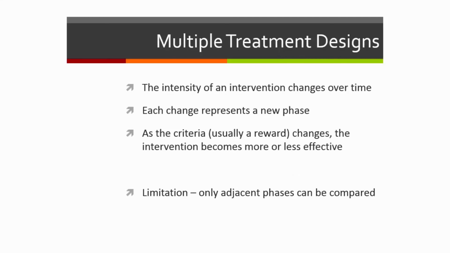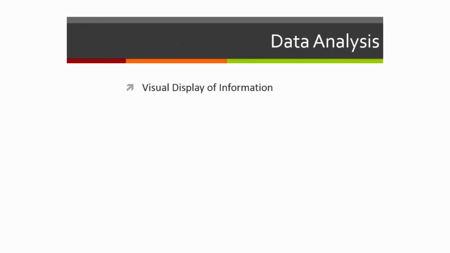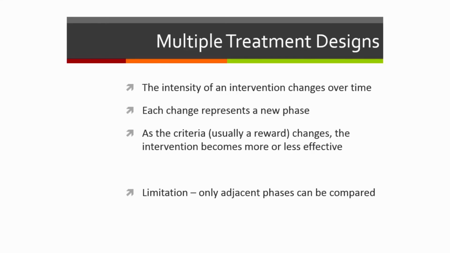Your multiple treatment designs. So the intensity of an intervention is going to change over time. Each change is going to have a new phase associated with it. And again, the biggest limitation is you can only compare it to the most adjacent phase. Usually it's associated with some kind of reward where, okay, if you do this, you're going to get this reward, and if you do this, you get this other reward, and back and forth. And so the intent or the lure for them to do well is to get the reward.